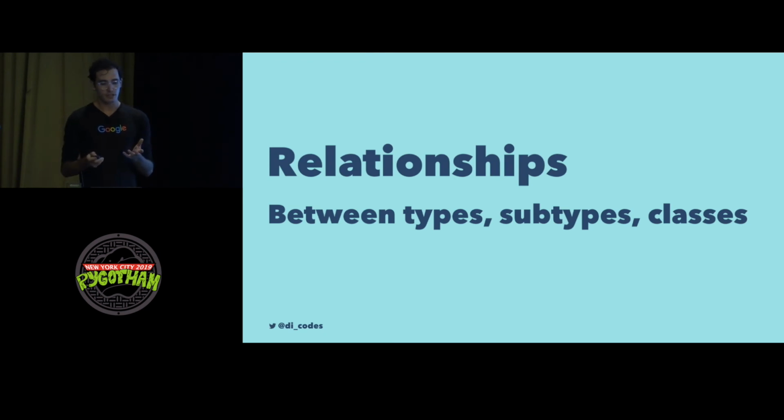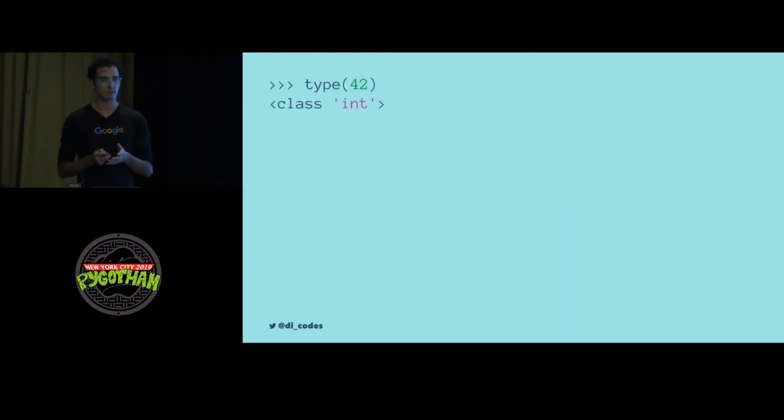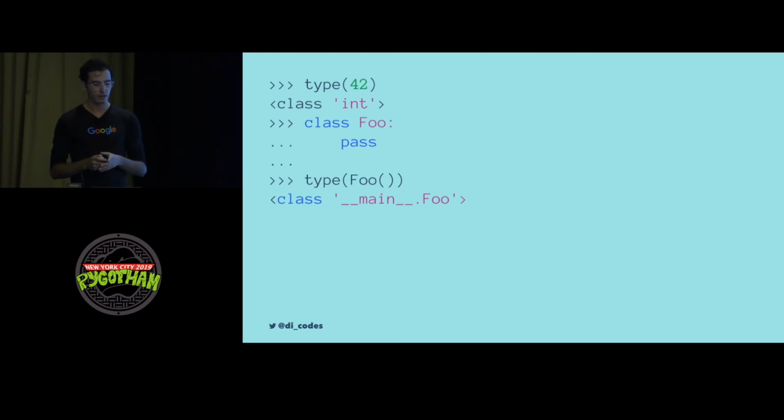It also defined the relationships between types, subtypes, and classes. So like I said before, a type is actually just a class. So for things like int, I can call type on it, and again, I just get the class. And that just gives me the current class that's in scope. So if I define a new class, I call type on it, I get that class as well.